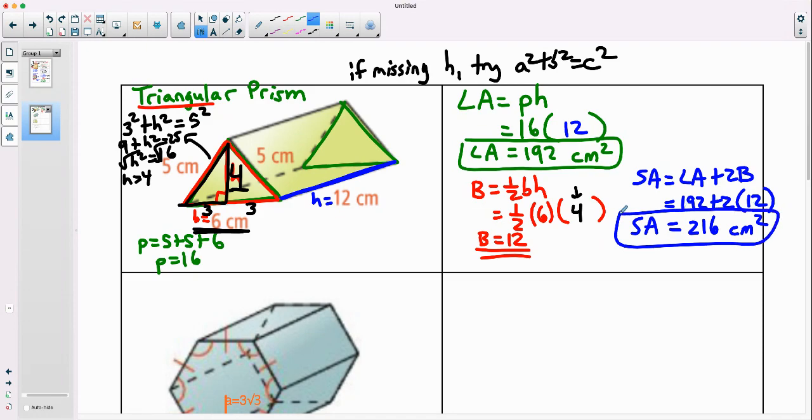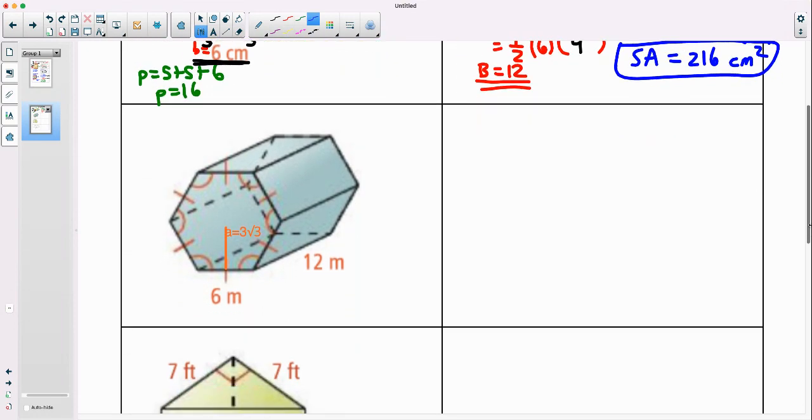Okay, let's move on to a new one. This one, the bases are hexagons now. There are 2 of those, kind of front and back. So this is a hexagonal prism, which is going to change our capital B formula. We'll need the hexagon formula now.